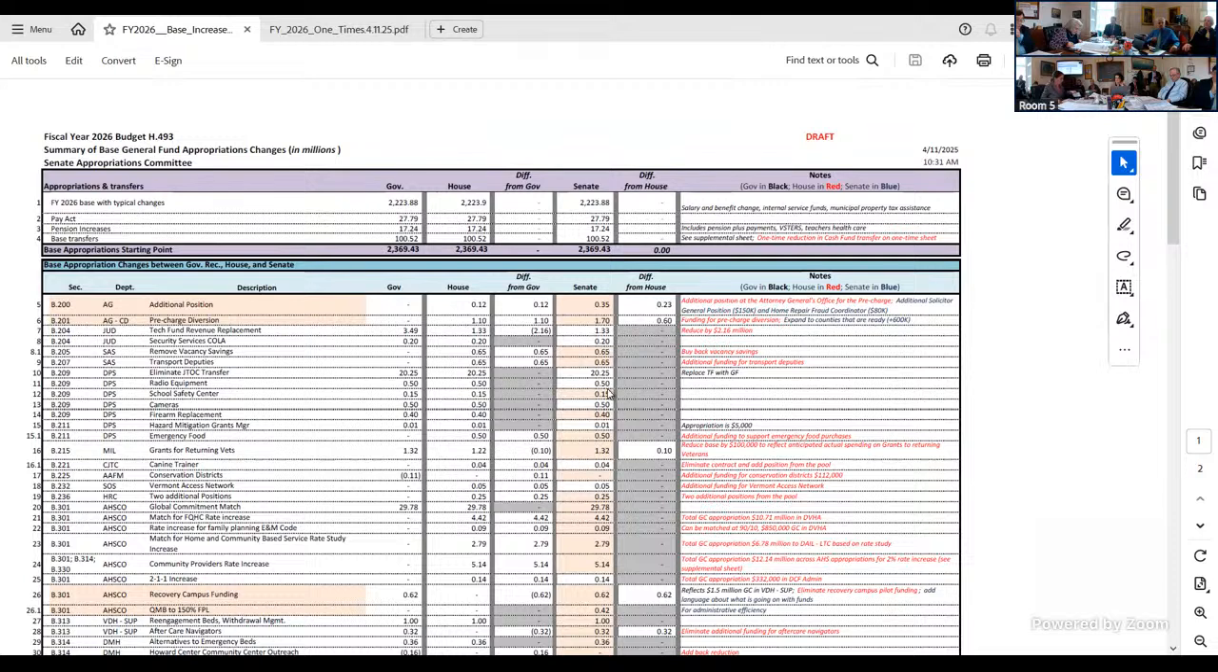I think since it's a new program, I don't want to put it in base. We want to see how it's going, if there needs to be any changes to it. I would agree with that.